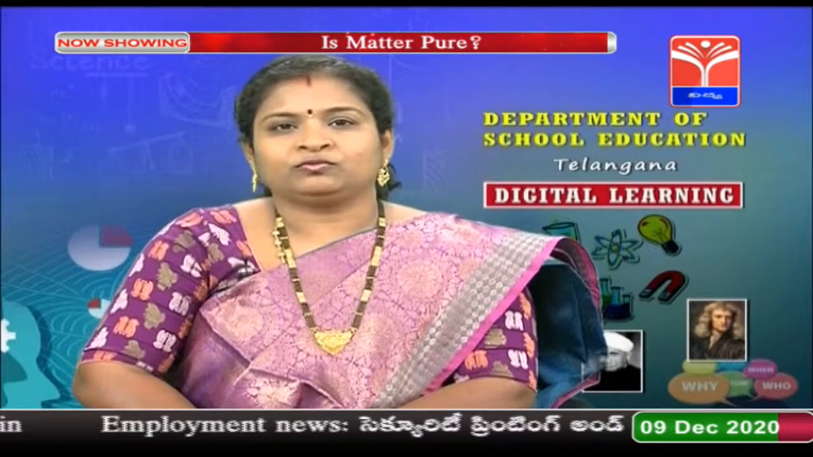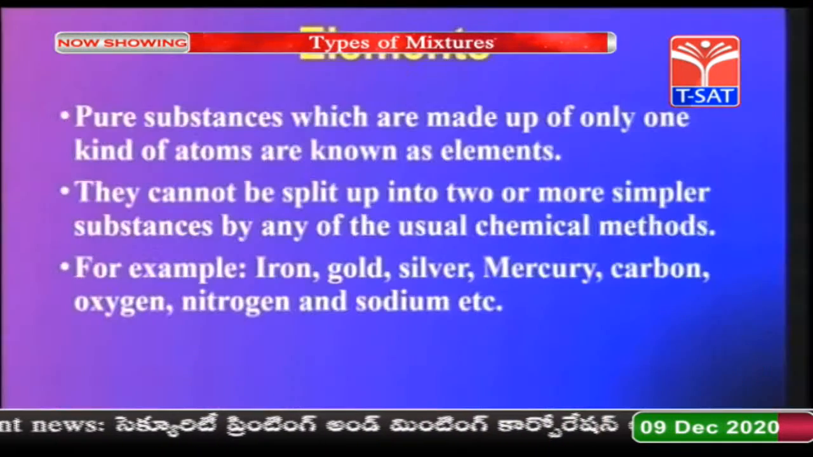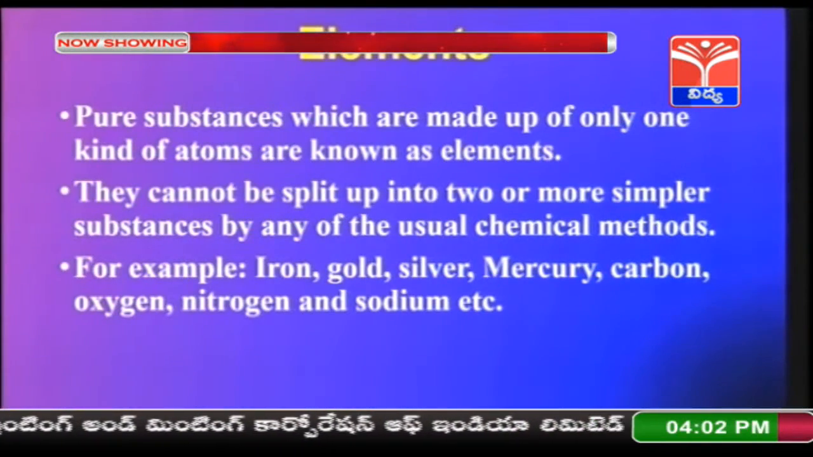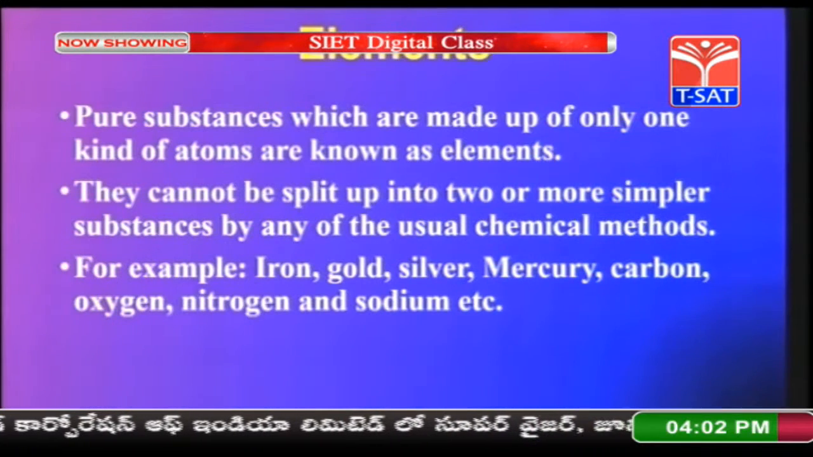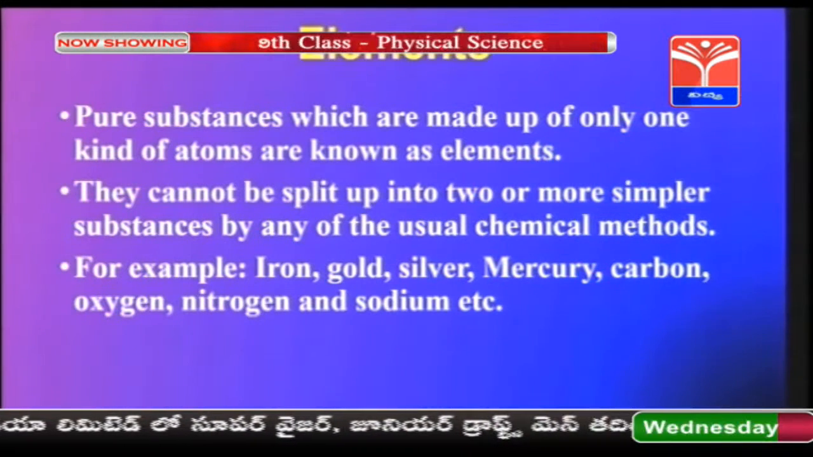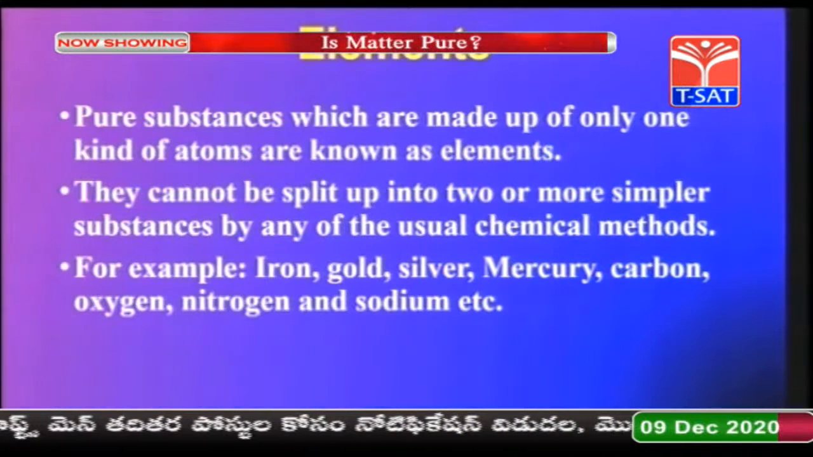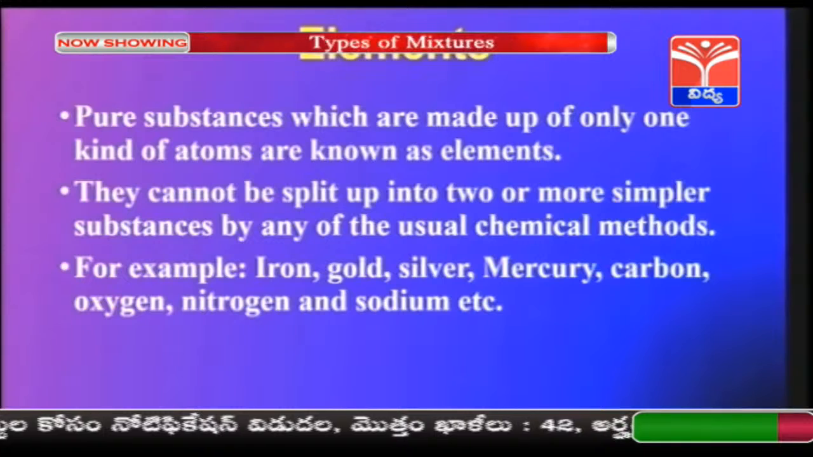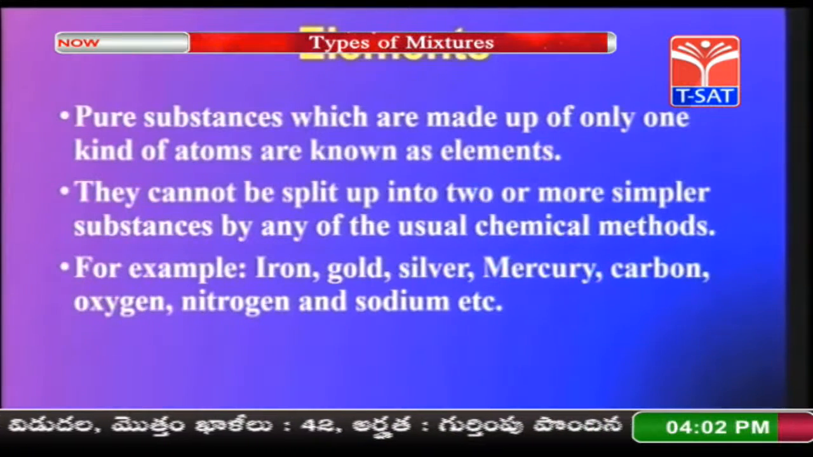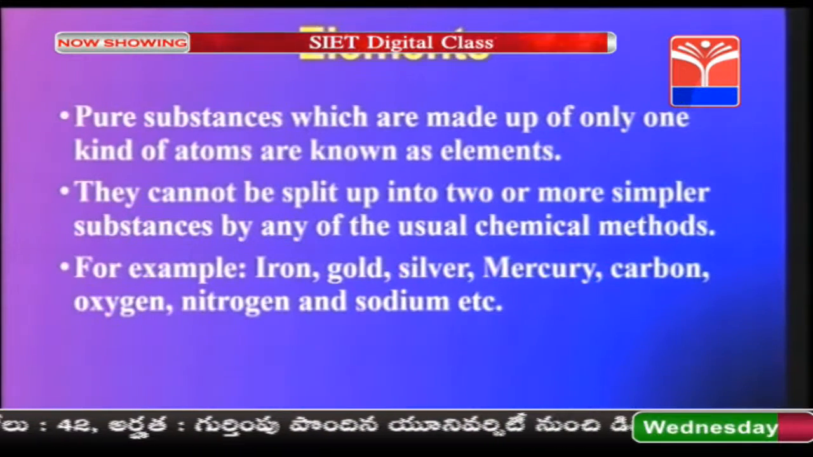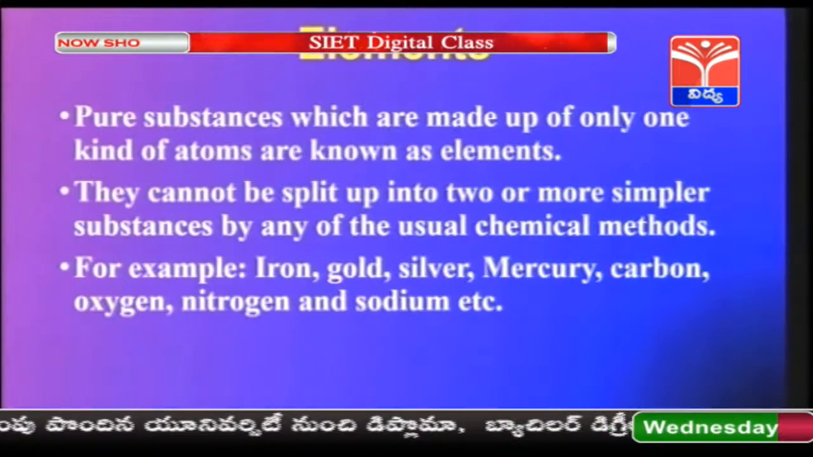Let us define what are elements. Pure substances which are made up of one single kind of atoms are known as elements. They cannot be further split into two different compounds or substances. So examples of these elements are iron, gold, silver, mercury, carbon, oxygen, nitrogen and sodium.